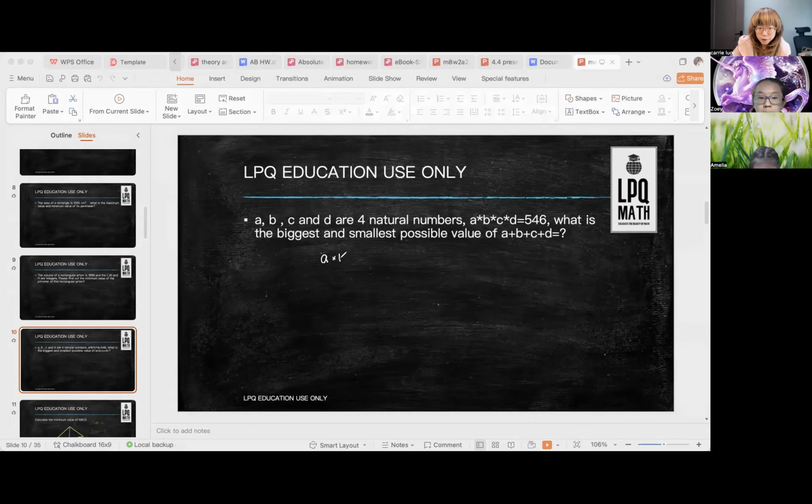So A times B times C times D equals 546, right? So 546, we need to study it, right? So 91 and 13 and 7. 2, 3, 13, 7. So do we have any other options for that? No, because there's only 4 factors for that. So 2 times 3 times 7 times 13 will be the smallest.